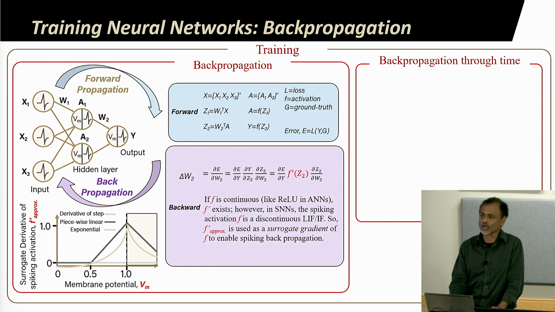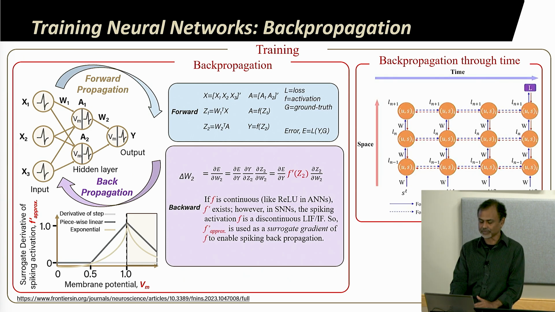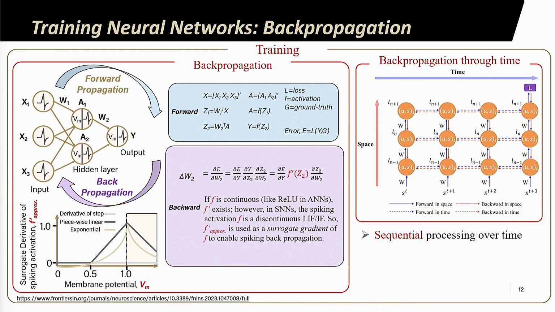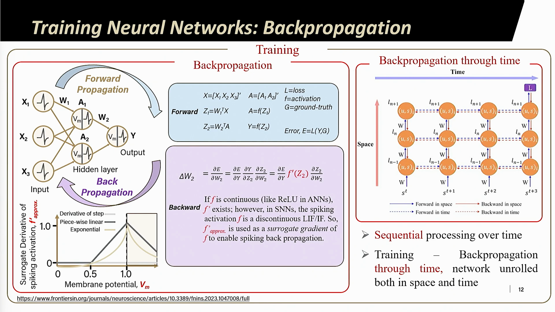So to that effect, I have to not only backpropagate in space, but I also have to backpropagate in time. Okay? And that becomes a lot more complicated, and that's what I'm showing here on the right side of it, that sequential processing over time, both in space and in time, turned out to be important. In other words, in order to do backpropagation through time, what I can potentially do is unroll this network in time and do my backpropagation.